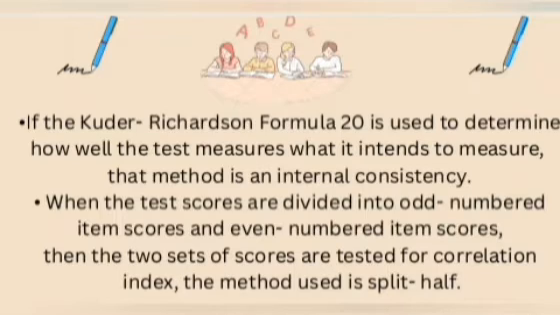When the test scores are divided into odd-numbered item scores and even-numbered item scores, then the two sets of scores are tested for correlation index. The method used is split half. The score is computed for each set of items and the relationship between the two sets of scores is examined.